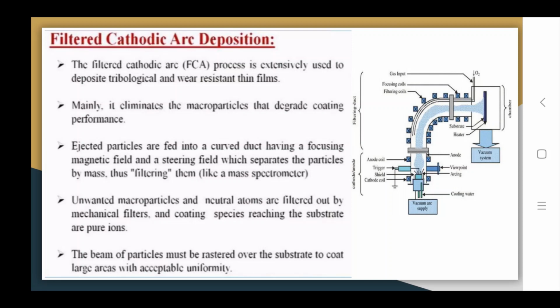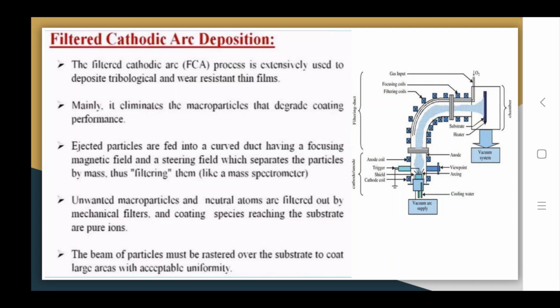Here the ejected particles are fed into the curved duct. You can see in this diagram there is a duct over there. Through this duct your particles go, and then they fall onto your substrate material. There is a steering field which separates the particles by mass, thus filtering them like a mass spectrometer. There are several filtering coils which absorb the bigger particles and only allow the small particle size to go through.